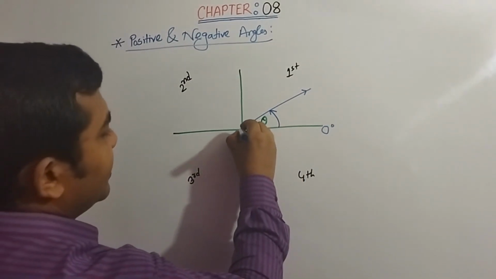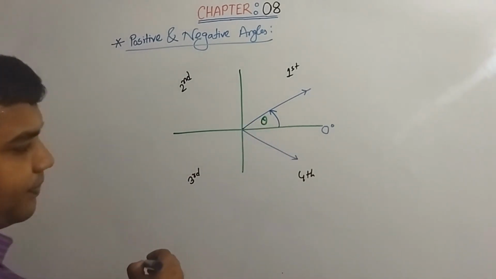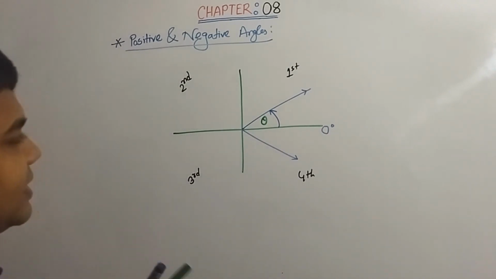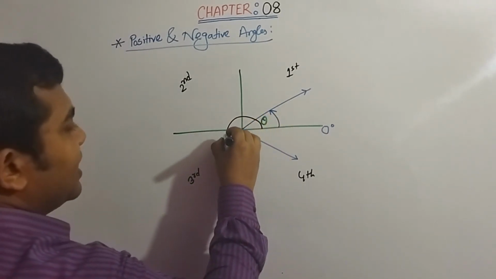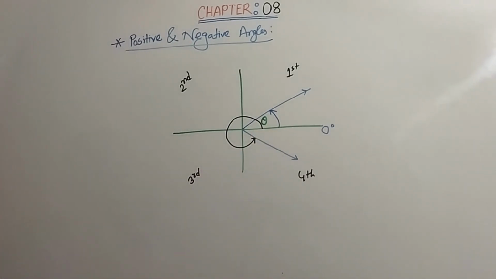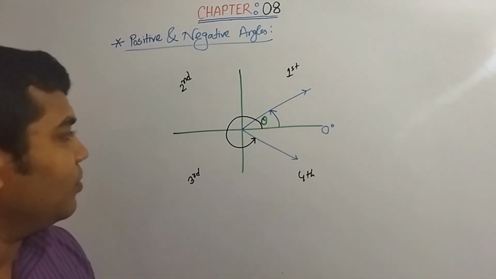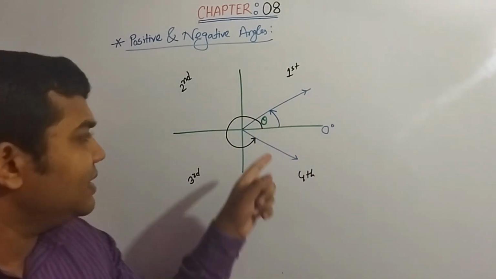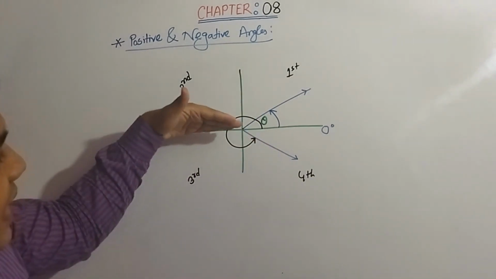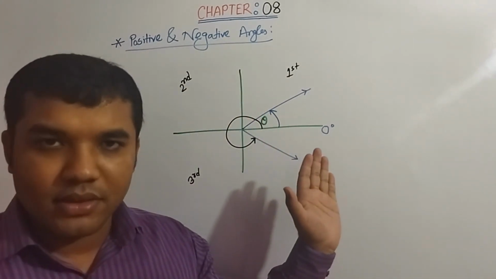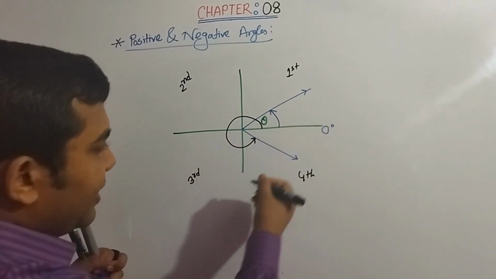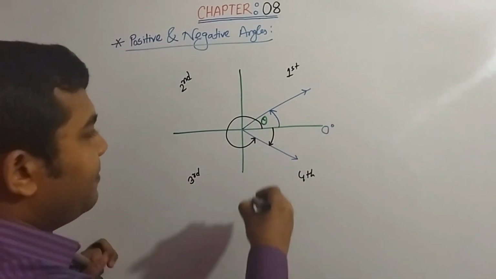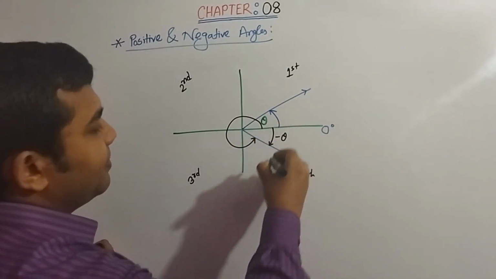Similarly, if we think of this as a line, this line also creates two types of angle. You can say this angle has been created by moving anti-clockwise, so it is the positive angle, but it is a very big angle: 90, 90, 90, so 270 plus something. But if we go this way, clockwise, then we get the negative angle. So it is the negative theta.